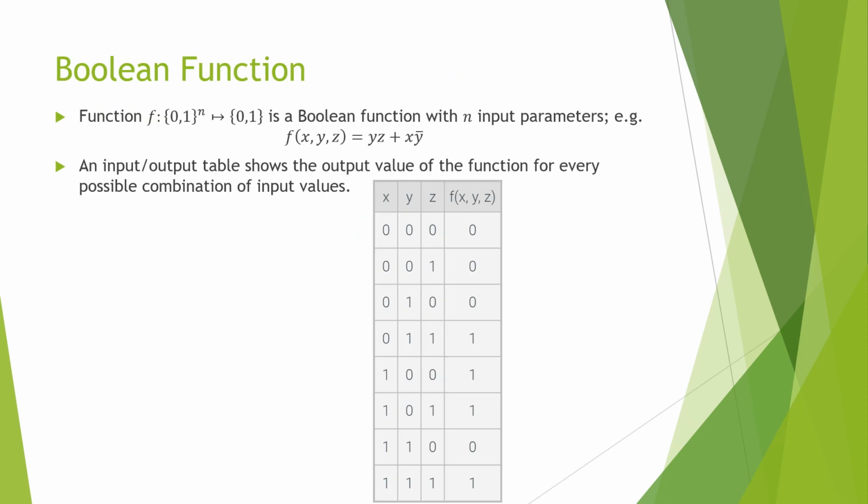Finally, we talk about the definition of a Boolean function and the way to represent it using a table. A function like f with domain {0,1} to the power n and target {0,1} is a Boolean function with n input parameters. So as you see, the target can be only 0 or 1. The target is a set containing only 0 and 1, and the domain is the set {0,1} to the power n. What does it mean?